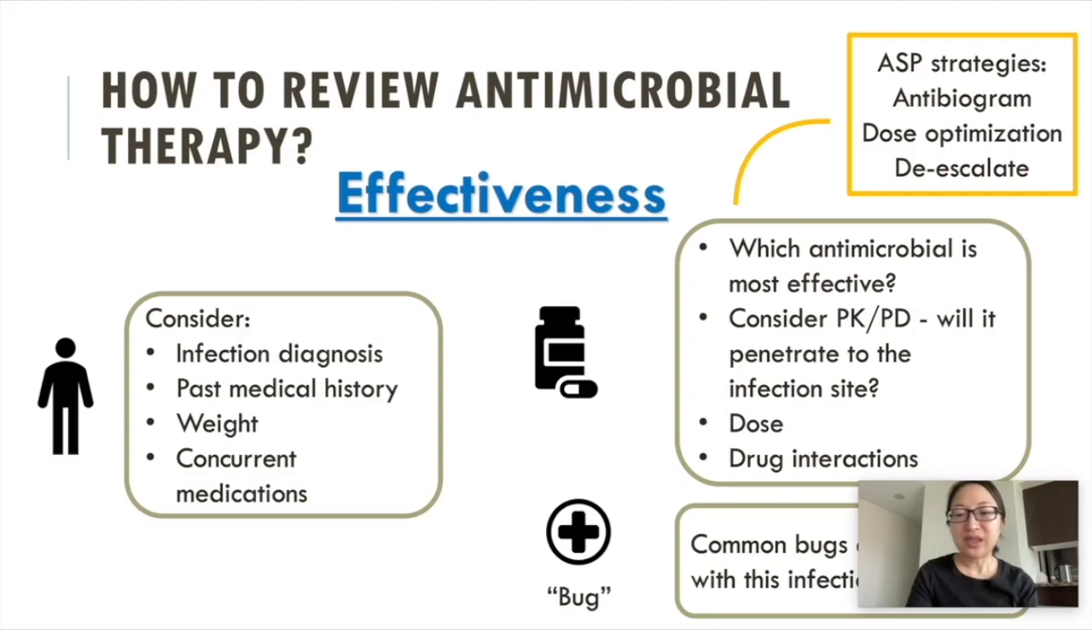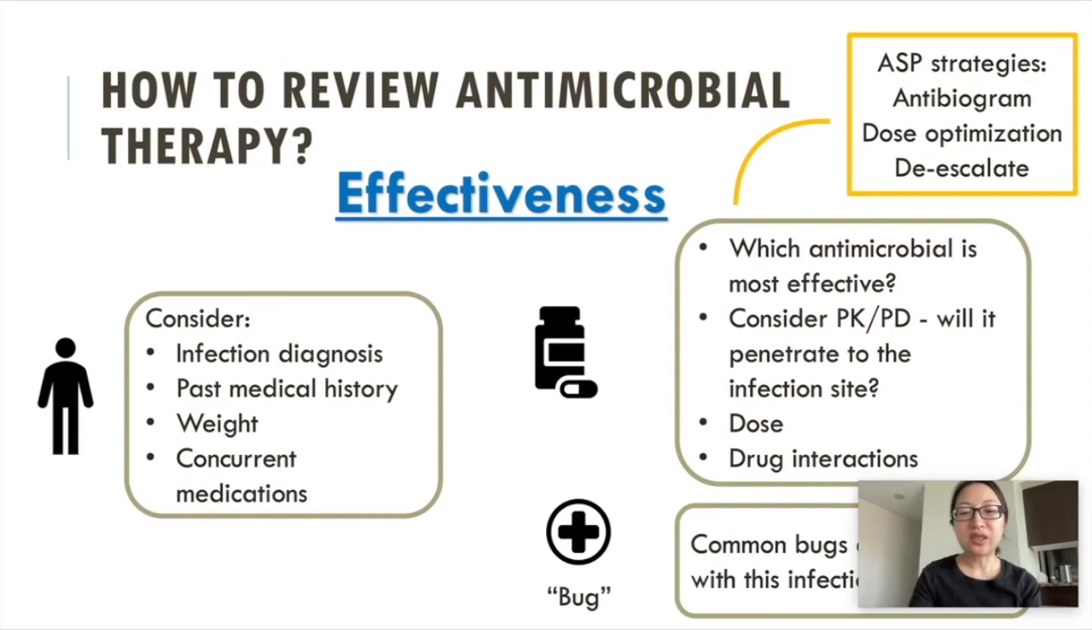Again, we want to consider the patient, drug, and bug when assessing effectiveness. If we consider the patient factors first, we want to keep in mind the infection that we're treating. We want to also consider the patient's past medical history, such as their weight, use of concurrent medications to assess for any efficacy-related drug interactions. Next is the bug. Based on the infection, what are the common bugs implicated?